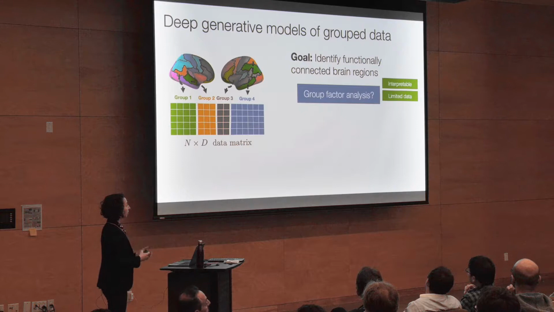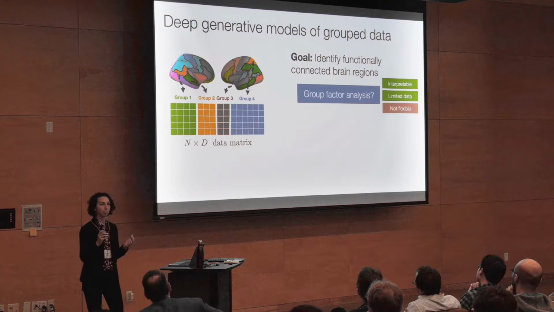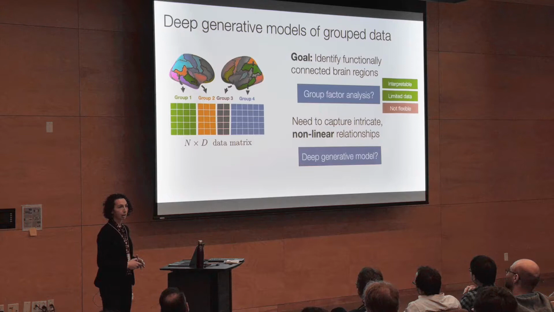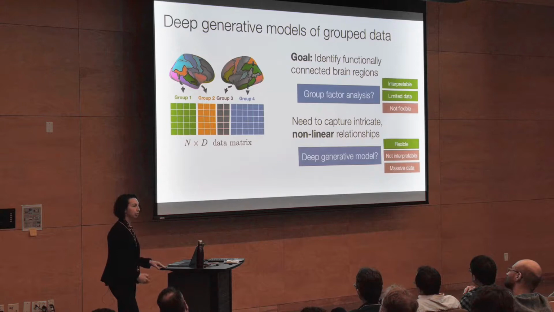But traditional techniques are not very flexible. They have limited representational power. So instead, in order to capture the complex nonlinear relationships between these different regions, one might think about using some of the latest, greatest deep generative modeling techniques. However, although these methods are really flexible, they are very hard to interpret, and it's a struggle to train these models unless you have lots of data.